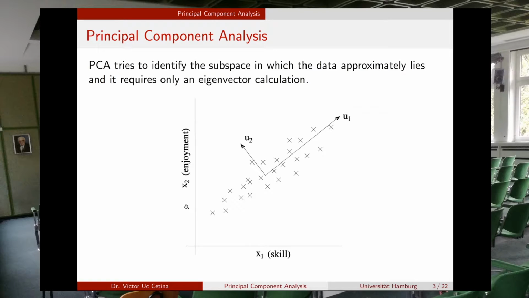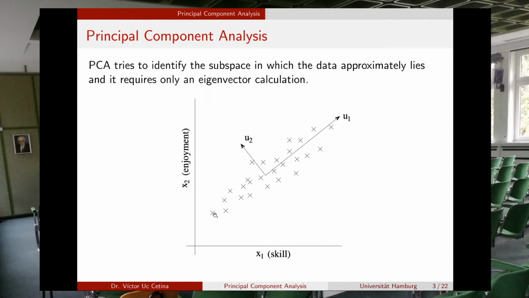Okay, so these two variables, skill and enjoyment, we may think of them as variables that are correlated. There is a possible linear correlation between them. So suppose that each of these crosses here represents a person and the amount of skill and enjoyment that this person is having with the task.